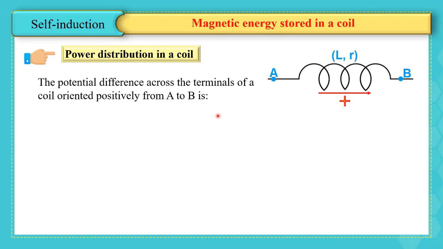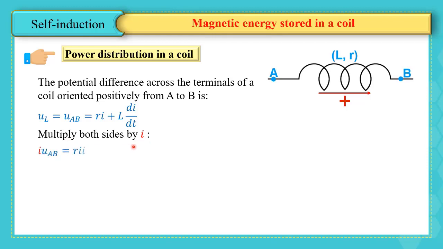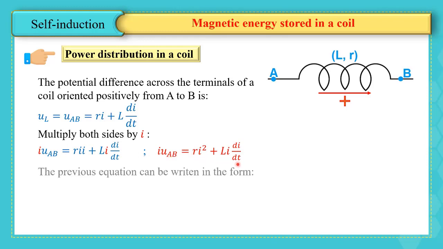Now, in order to explain the magnetic energy stored in the coil, let's first talk about the power distribution in a coil. The potential difference across a coil oriented positively from A to B is U_AB equals Ri plus L di over dt. Now multiply both sides by i, we obtain i times U_AB equals Ri times i plus L i di over dt. So i times U_AB equals Ri squared plus L i di over dt.